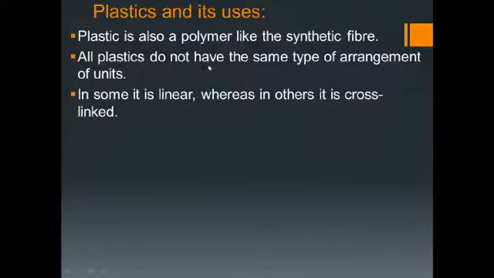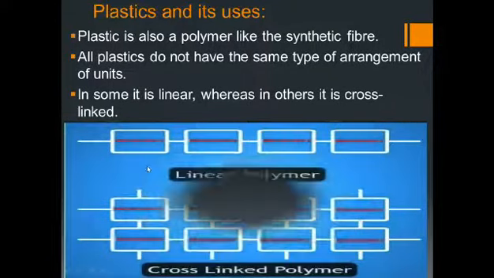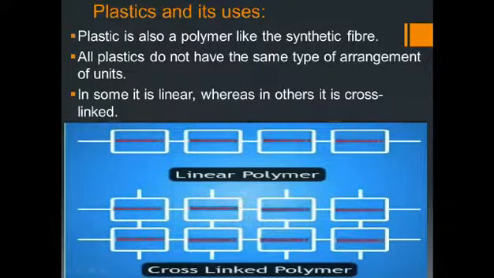All plastics do not have the same type of arrangement of units. In some it is linear, whereas in others it is cross-linked. See, this is the linear arrangement of monomers. This is the cross-linked arrangement of monomers.